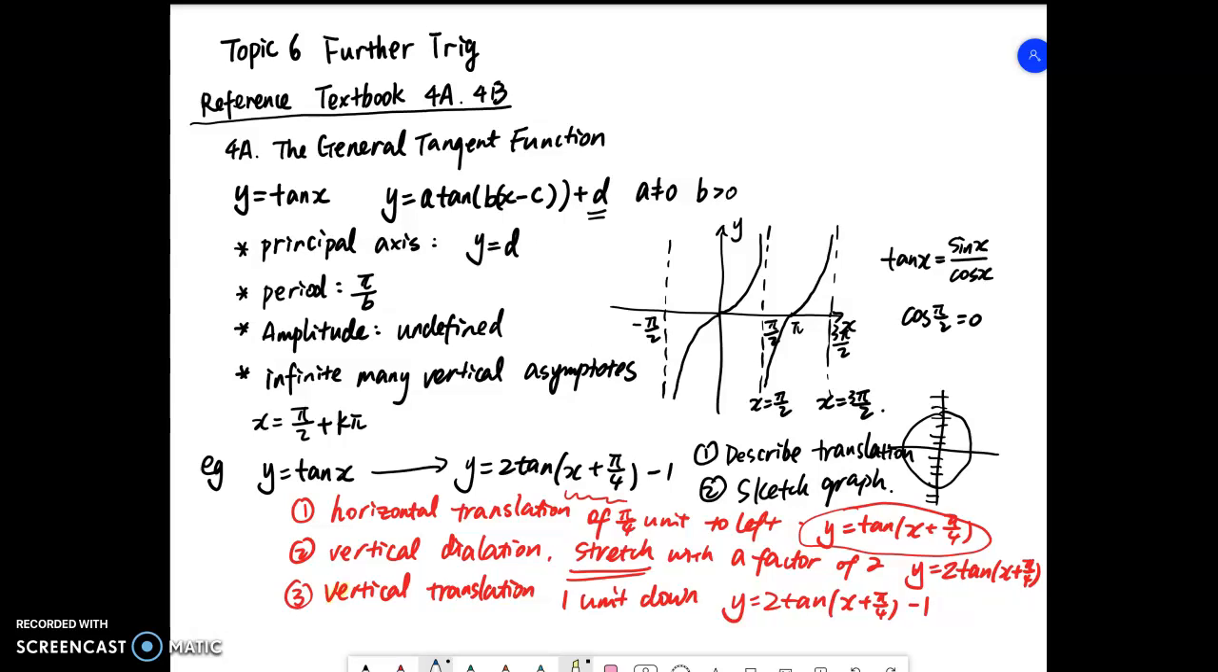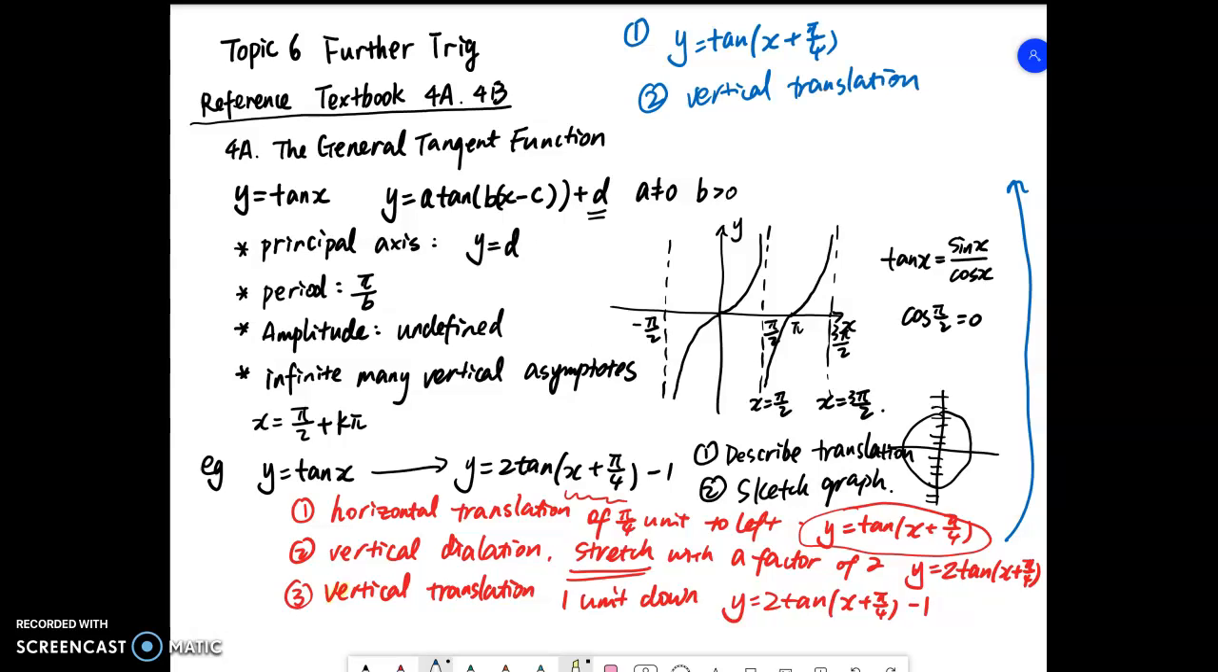So if you, okay, I'll write down here. So the first one is still a horizontal translation, y is tan x. I'm just going to draw an arrow here, so x plus pi/4. The second one, if you want to describe a vertical translation, you will need to do another step here. So y equals 2 tan(x + pi/4).